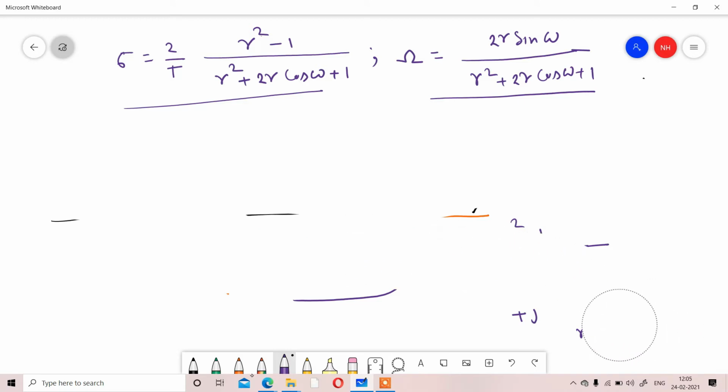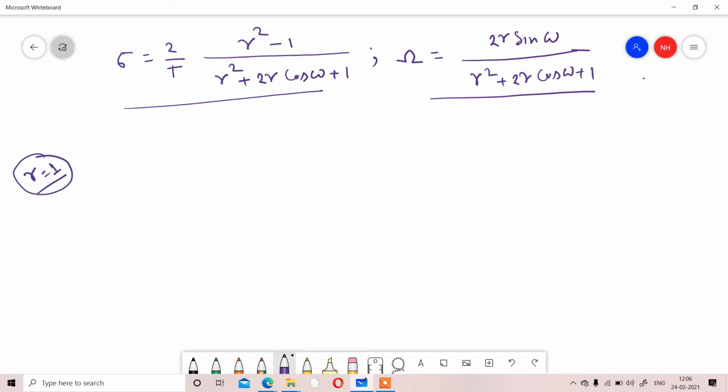So now, whenever we told you about the filter expression, I mentioned that the value of r must be equal to 1. Why? The reason is that if r equals 1, then only the system will be stable. Otherwise, the system will be unstable. So obviously the filter must be stable, so we will consider r equal to 1.